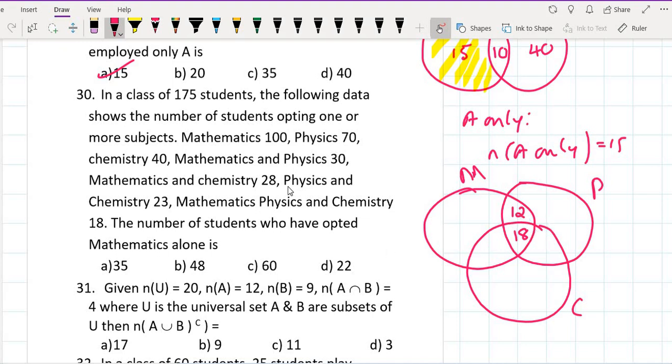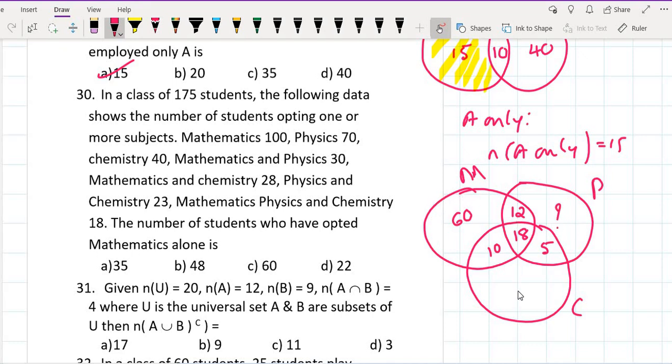Consider physics and chemistry, that is 23. 18 is there already, so the remaining number is 5. Consider mathematics and chemistry, 28. 18 is there already, so this will be 10. Now come back to the statement. The students who opted maths are 100. Out of 100, you have considered these numbers: 12 plus 18 plus 10. So 40 you have considered already. So the remaining one will be 60.